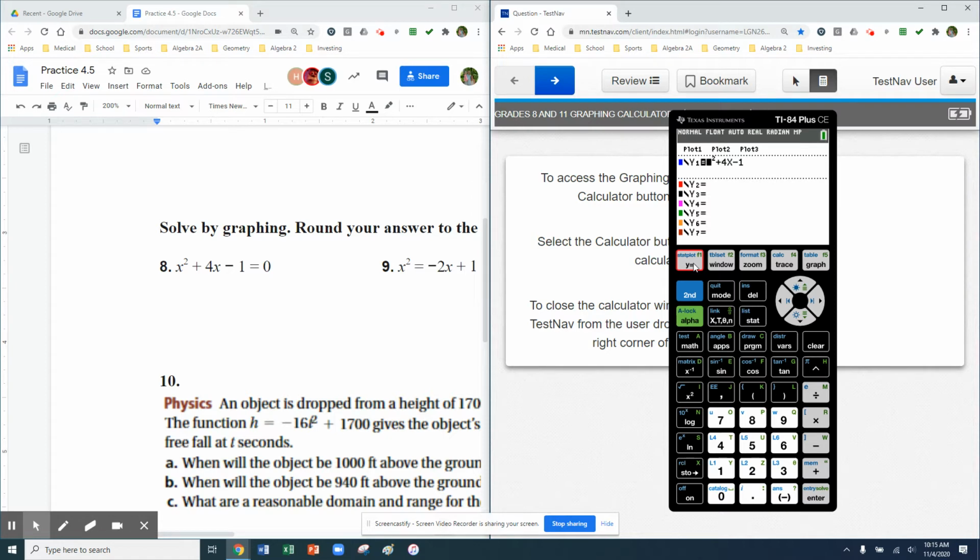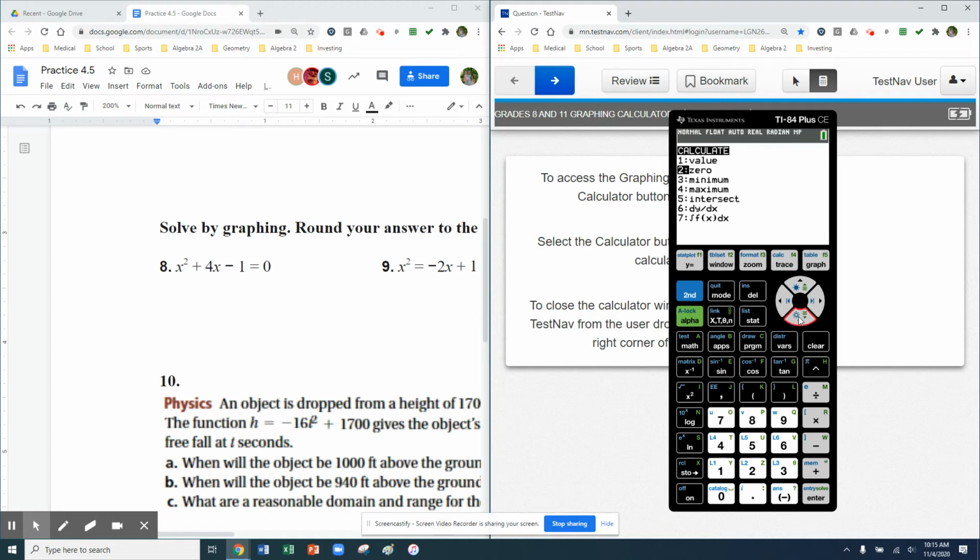We're going to have x squared plus 4x minus 1. This one does not factor. It does not give us those nice solutions where we can just look in the x or y column for where y is 0. So to solve and find these solutions, we are going to hit second, calculate. And we are looking for the 0.